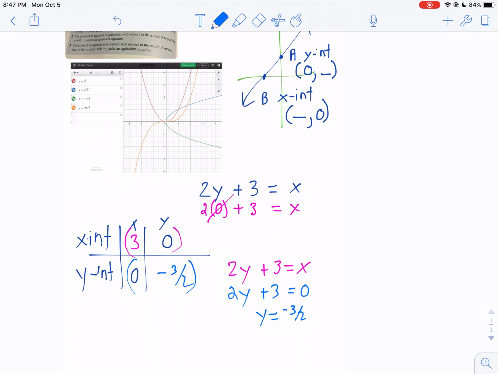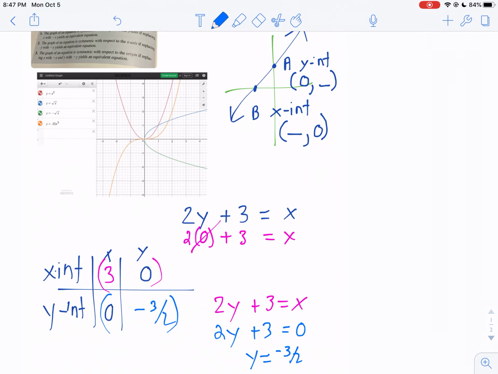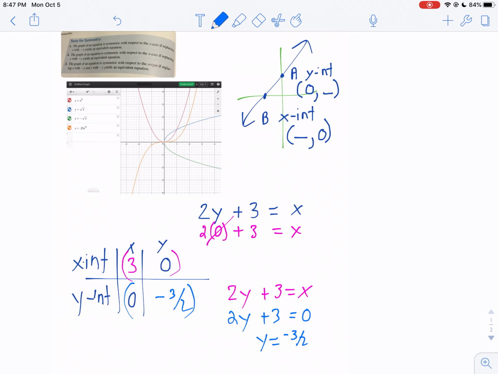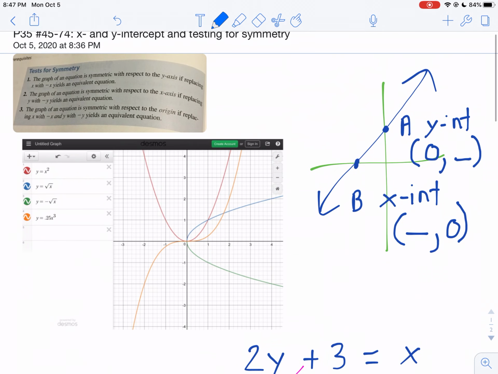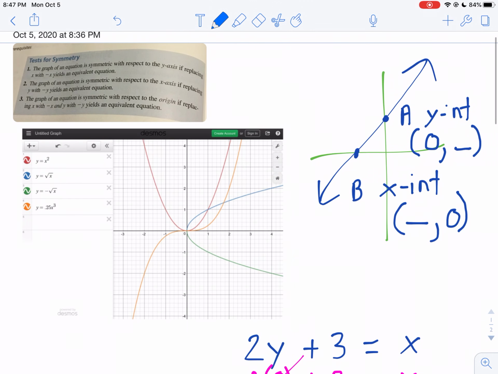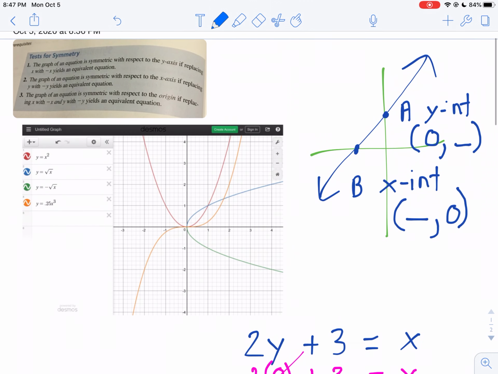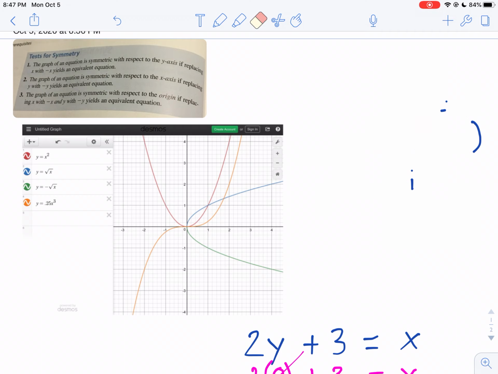So x and y-intercept is pretty straightforward. Again, hopefully this is a nice review from Algebra 1 for you guys, okay? So the next part that I'm going to talk about is what are lines of symmetry, and what are you going to do to test for them, and how do you know, all right? So I'm going to go ahead and erase this part here.